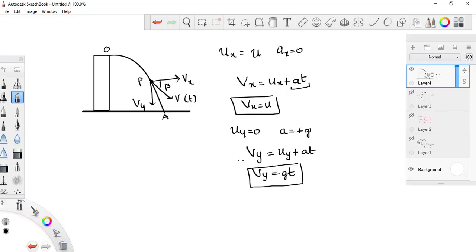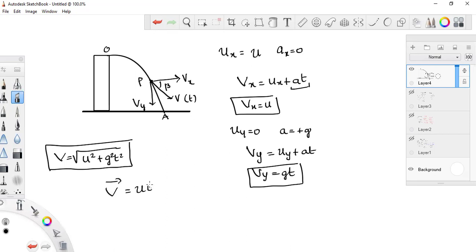vx and vy are perpendicular. So to find the resultant, v becomes root of u square plus g square t square. So this gives you the resultant velocity. And you can express this in a vector form as v vector is equal to u i vector plus gt j vector. That is the vector form of the resultant velocity.